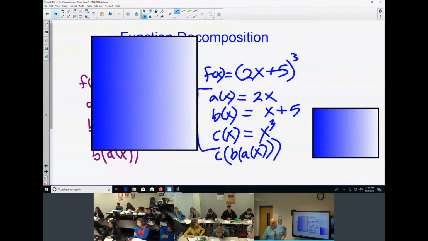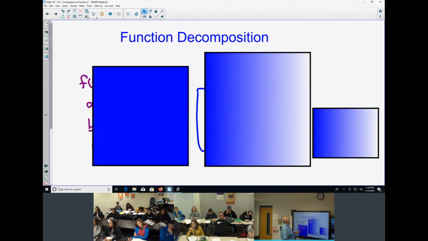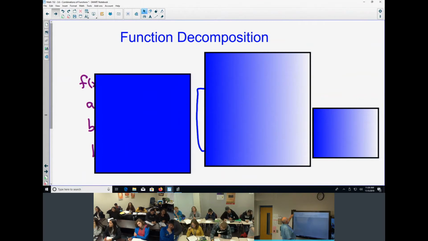Okay, so now what we're going to do is what's called function decomposition. Okay? Now, let's see, where's the blank though?